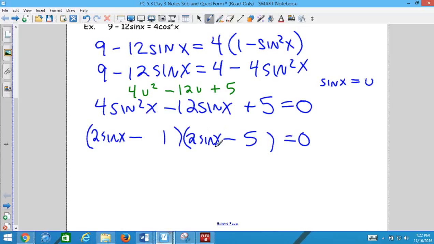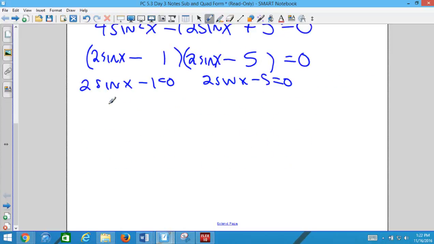And then from there we set each factor equal to 0. Sorry, like I said, there wasn't a lot of space on this one. We'll solve each one of these. So this gives me sine x as a half. And over here we have sine x is 5 halves.